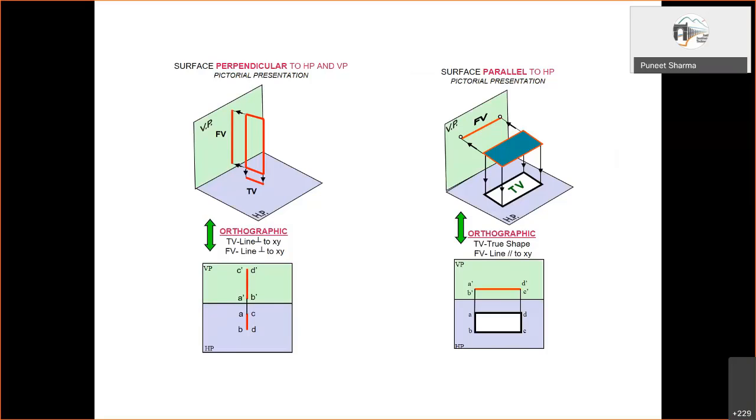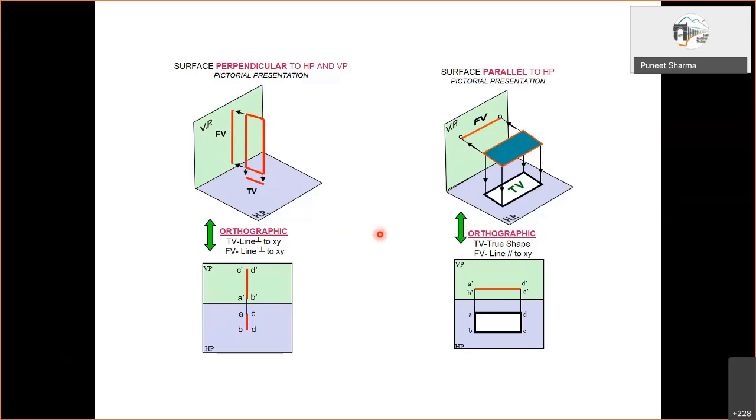So this first one, as you can see, represents the case when this rectangular plane figure is perpendicular to the vertical plane, and it is also perpendicular to the horizontal plane. So it's effectively perpendicular to both the planes, and we end up having a line view for both the cases. So the front view is a line and the top view is also a line.